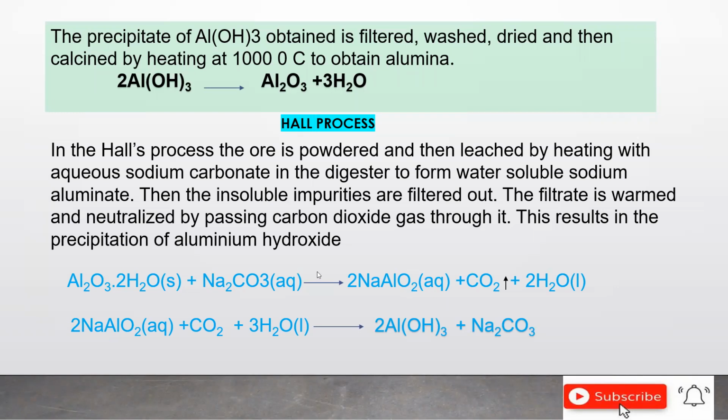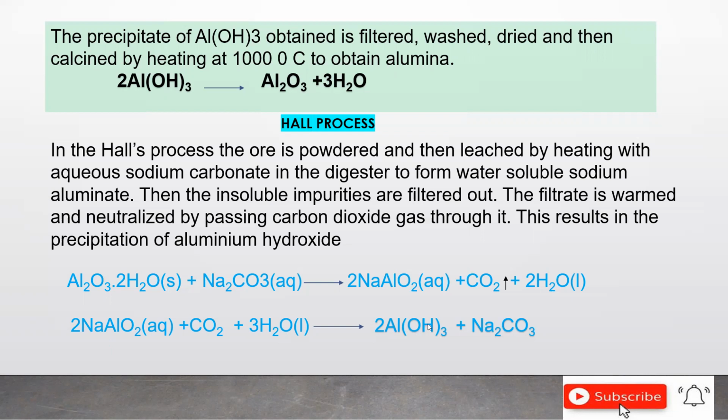Then if any insoluble impurities are there, they should be filtered out. Then the filtrate is warmed and neutralized by passing carbon dioxide gas through it. This results in the precipitation of aluminum hydroxide. So here in this equation, the reactants are sodium aluminate plus carbon dioxide plus water. Here 2 molecules of water, here 3 molecules. Okay, we will get aluminum hydroxide and sodium carbonate.